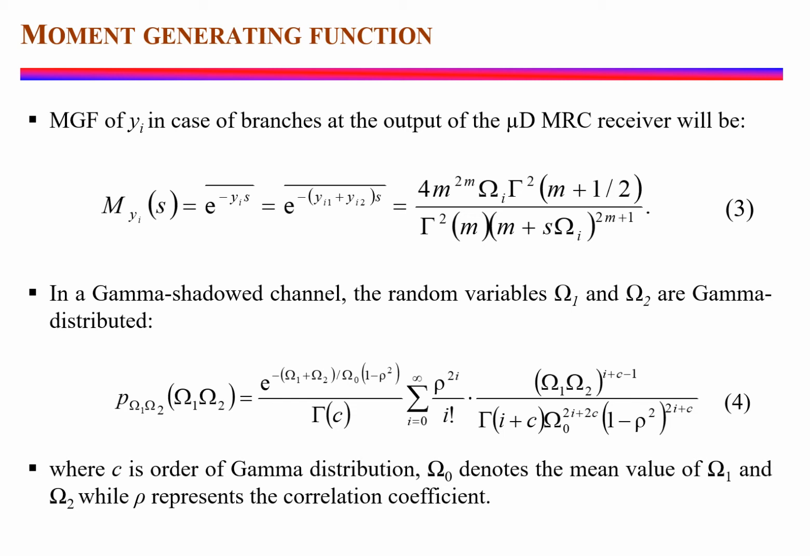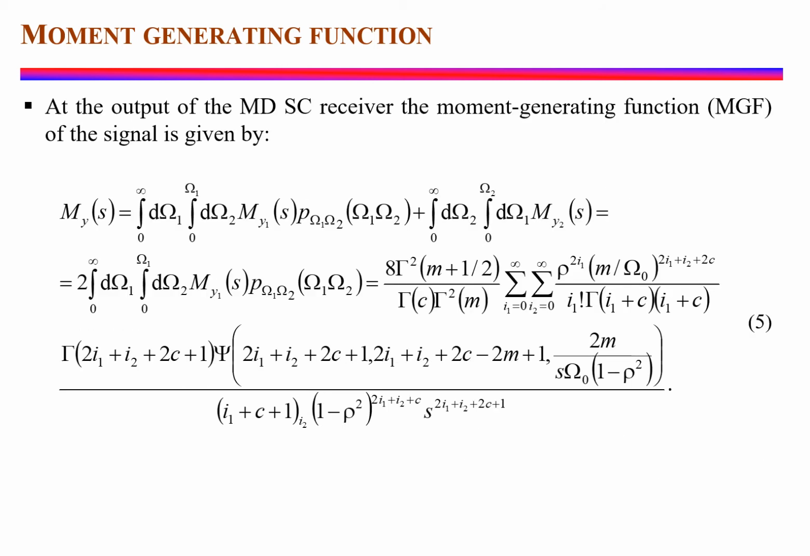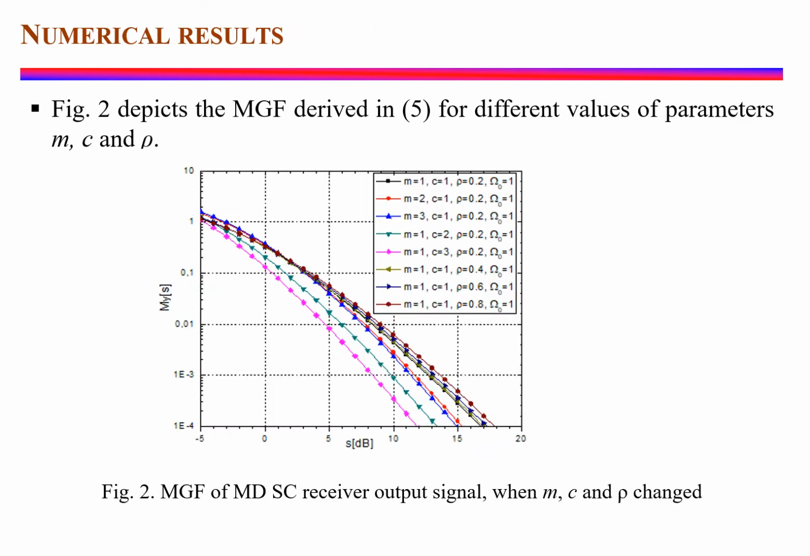Here, c is the order of gamma distribution, while omega 0 denotes the mean value of omega 1 and omega 2, while ρ represents the correlation coefficient. At the output of the macrodiversity selection combining receiver, the moment generating function of the signal is given by equation 5. On this slide, it is depicted how moment generating function derived in equation 5 changes for different values of the parameters m, c, and ρ.